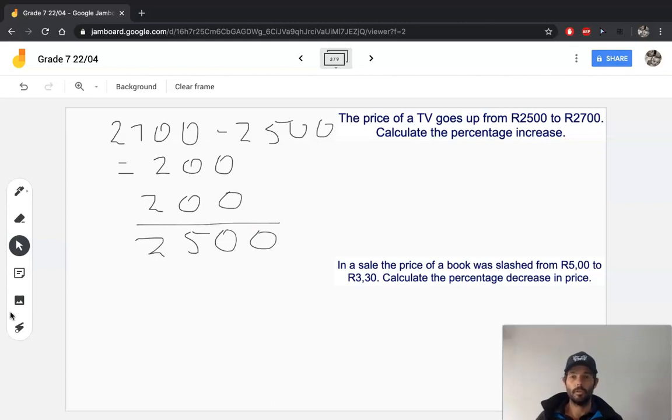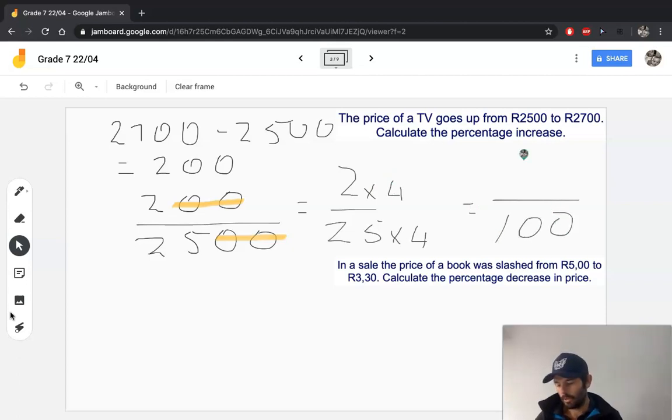So the first thing I'm going to do is simplify that fraction and recognize that 100 goes into both 200 and into 2,500. So now all I'm left with is 2 over 25. Okay, and to get that into a percentage, I know I must get it out of 100. So I multiply the denominator by 4. That gives me 100. I multiply the numerator by 4. That gives me 8. So the price has increased by 8%.